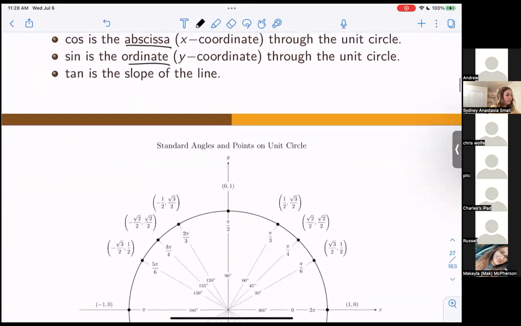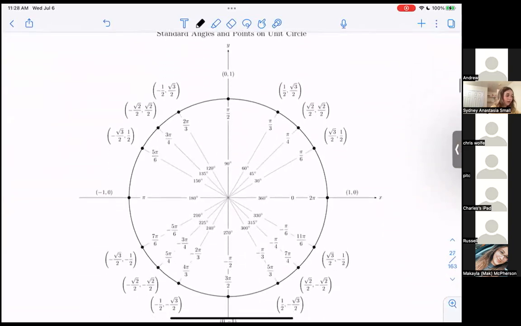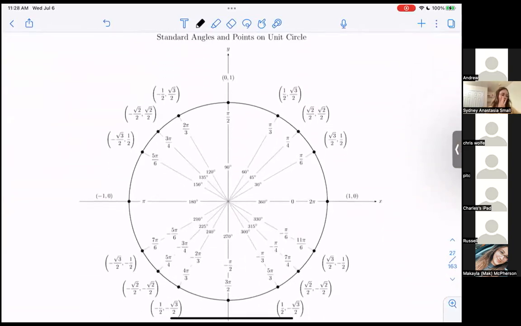Any questions on this idea? Okay. As a reminder, this is the unit circle right here. I will post this on Wild Courses very soon for you all to be able to look at and study, but this is the unit circle.